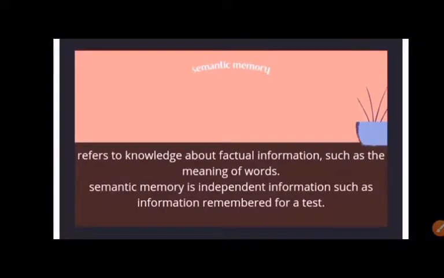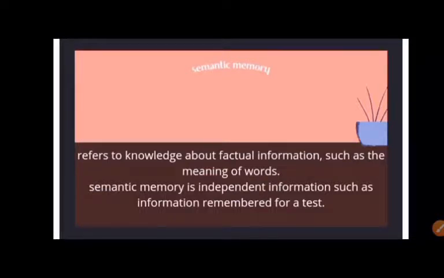Semantic memory refers to knowledge about factual information such as the meaning of words. Semantic memory is independent information, such as information remembered for a test. An example of semantic memory is understanding how to put words together to form sentences. Semantic memory is the recollection of facts, gathered from the times we are young.